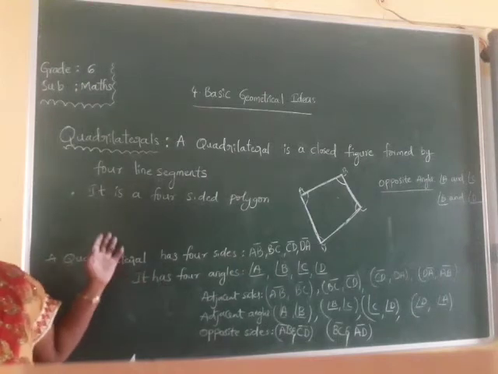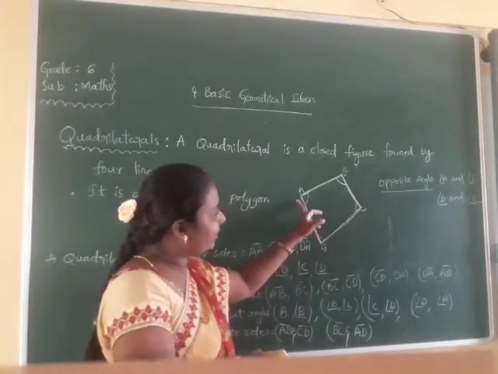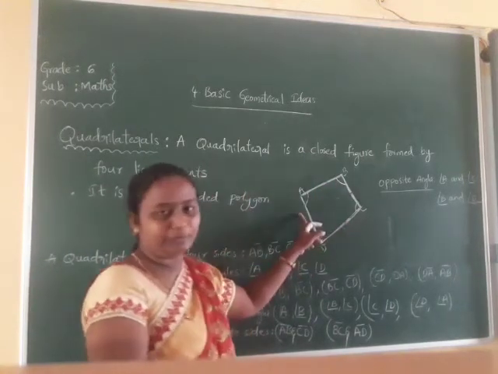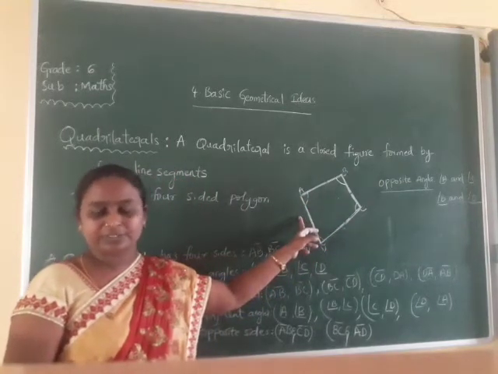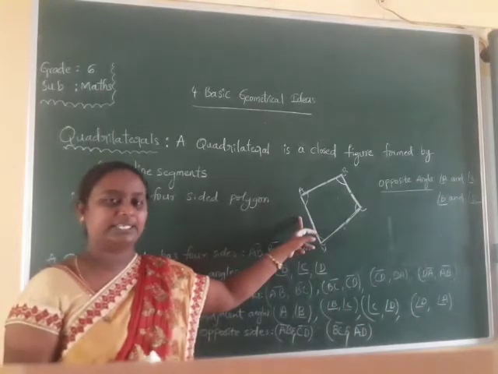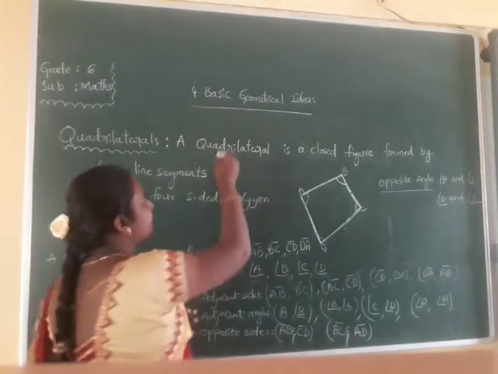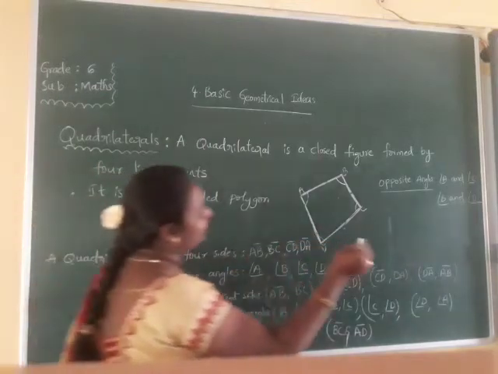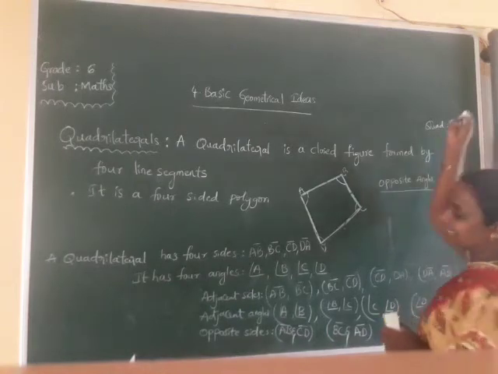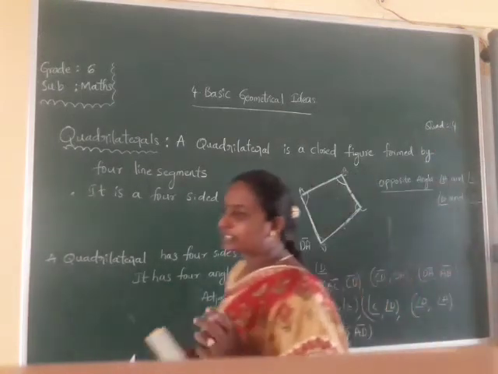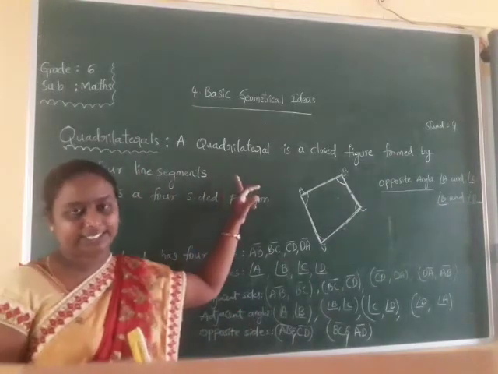So once again we recall this one. A quadrilateral is a closed figure formed by 4 line segments. It is a 4-sided polygon. So we know that polygon means having many sides. But here quadrilateral, quad means 4. Any figure that contains 4 sides is called a quadrilateral.